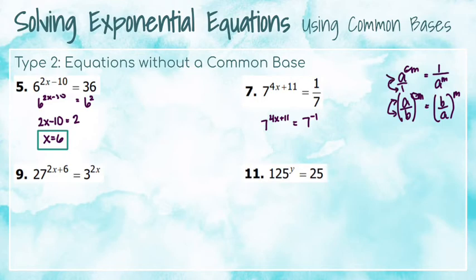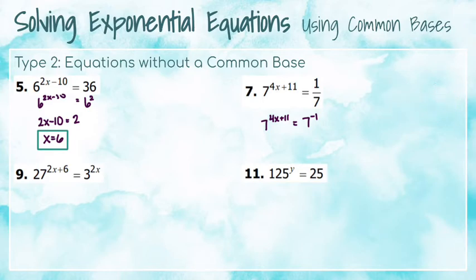All right, now that we had our little review lesson, back over to number 7. We now have common bases, so we're going to have 4x plus 11 equals negative 1. And we are going to find, when we solve that, x is equal to negative 3.